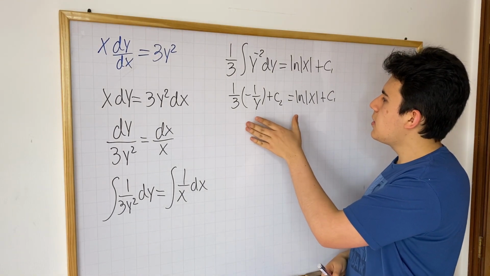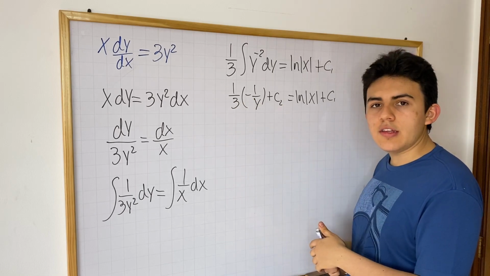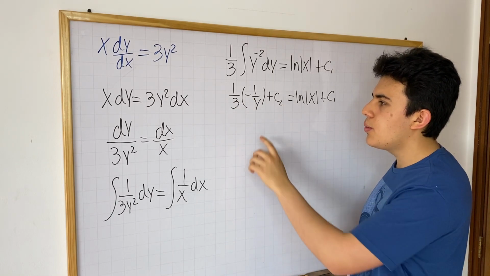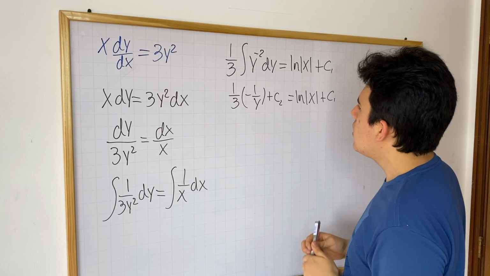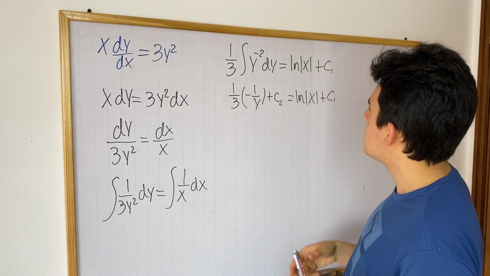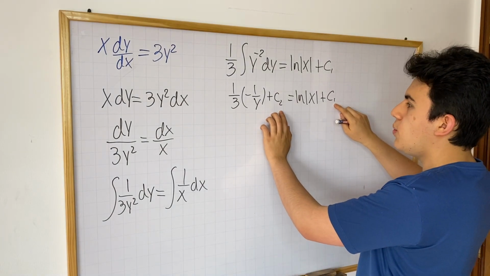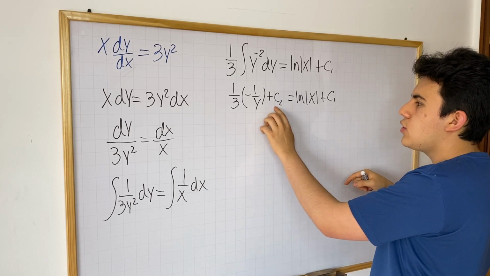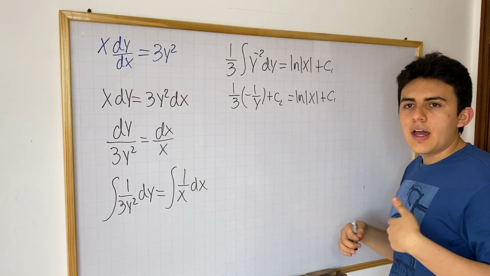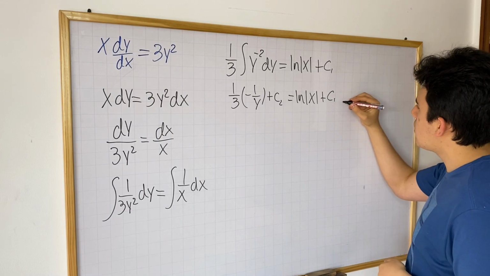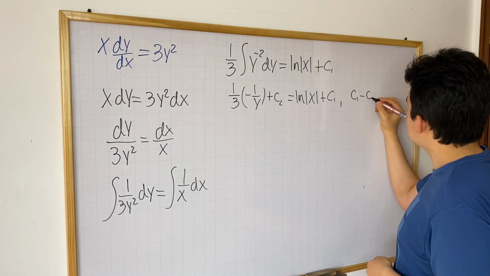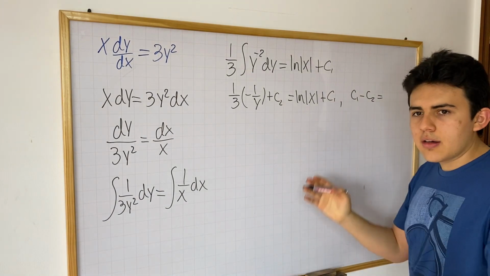Now, this might seem kind of messy, but it's pretty easy. What we have to do now is just solve for y, okay? So let me fix the form of this equation. As I mentioned, these two constants, you can move c2 to the other side of the equation, and c1 minus c2, I'm going to write it here, is just going to be any constant, okay?